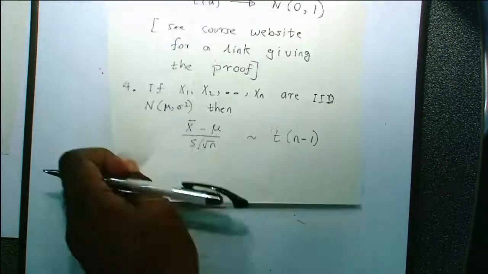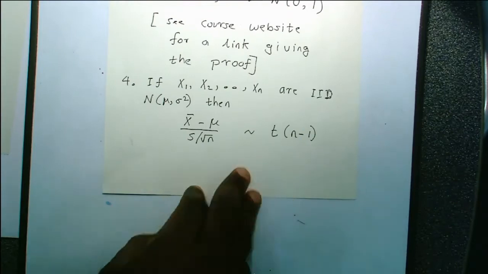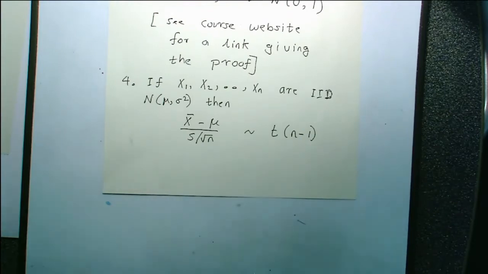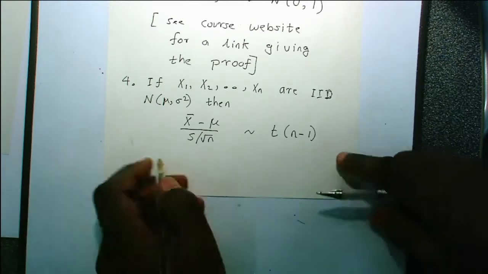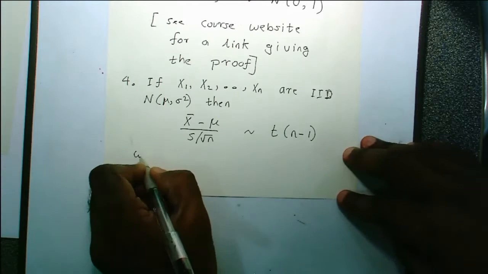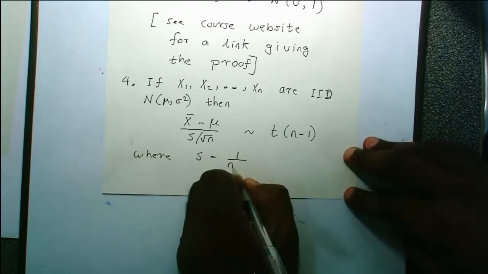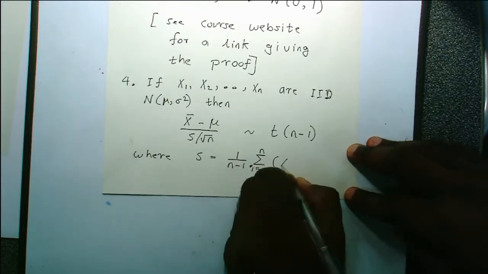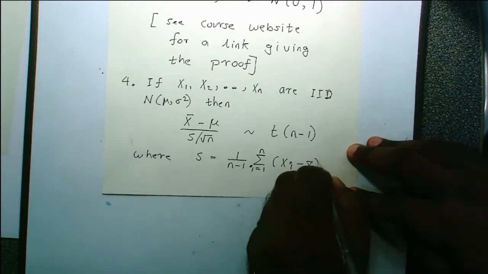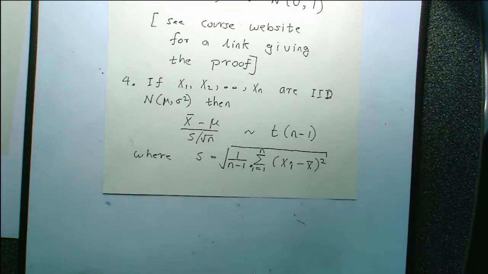This is an important property. Once again, I don't expect you to know how to prove this, but if you can prove it, that's great. S here is the sample standard deviation, where S is the square root of 1 over n minus 1 times the sum of squared deviations. That's the sample standard deviation.